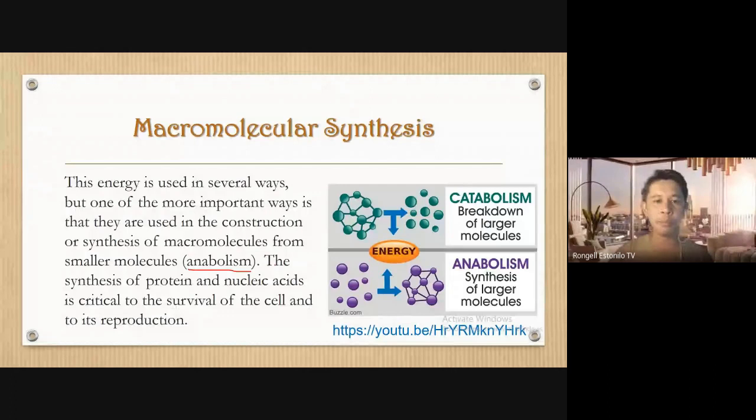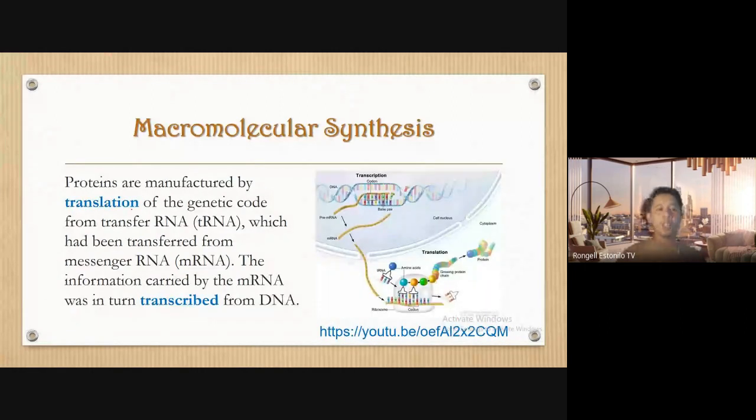So anabolism is the opposite. The synthesis of protein and nucleic acids is critical to the survival of the cell and to its reproduction. When we go from small to large in anabolism, the ATP released earlier is used for the production of large molecules. Proteins are manufactured by translation. Later we'll watch this video again, but let's talk about proteins first.